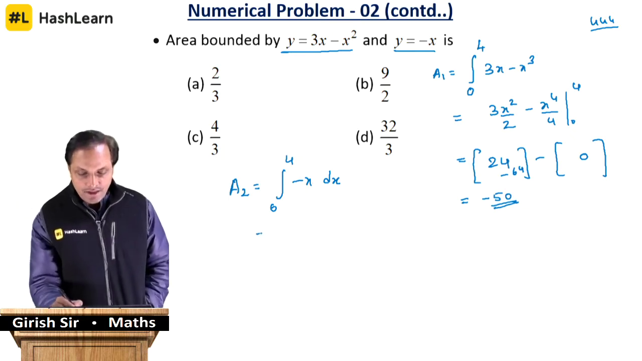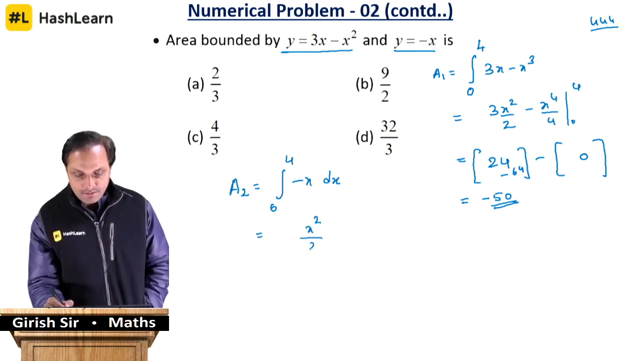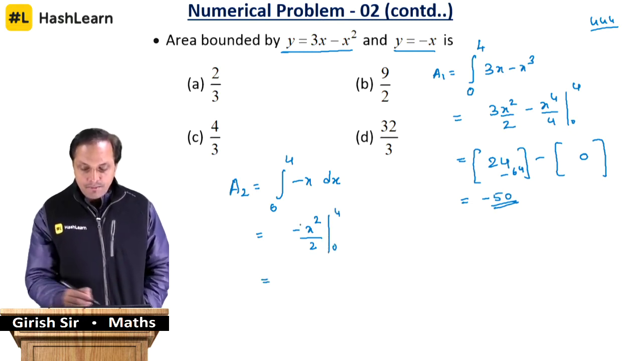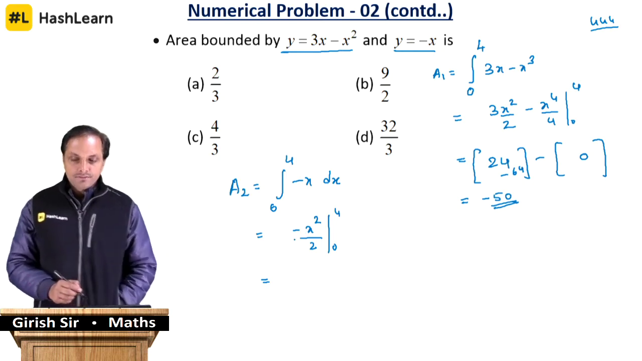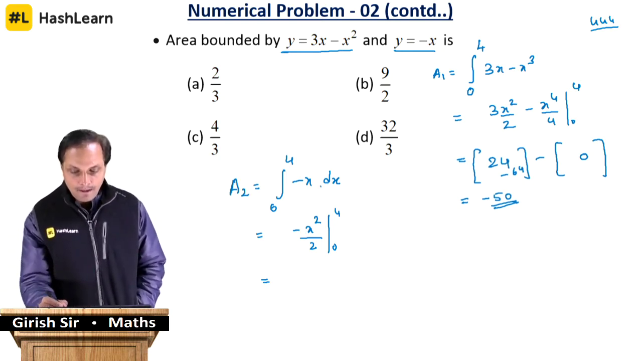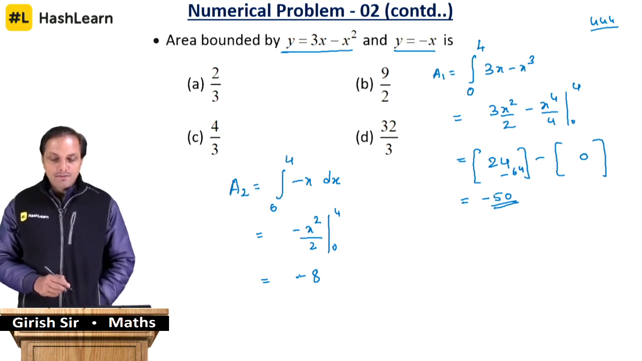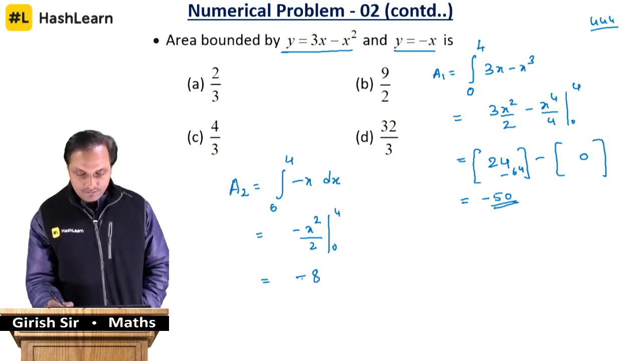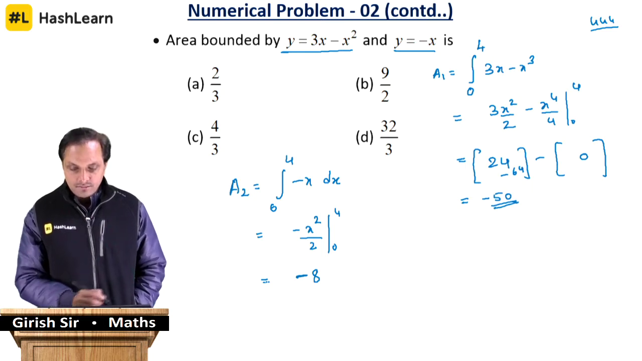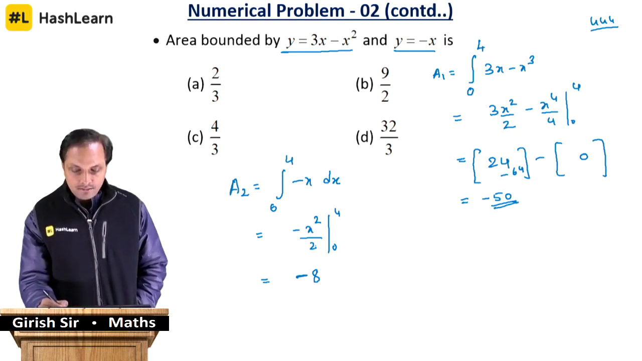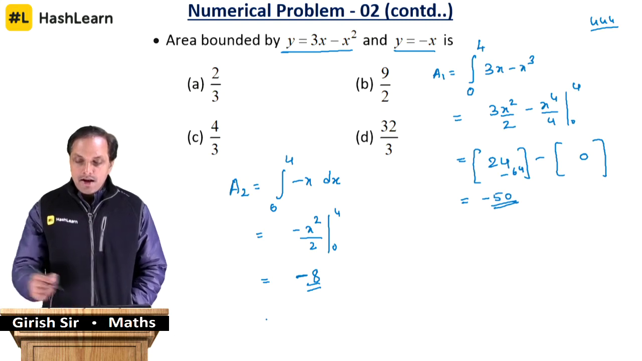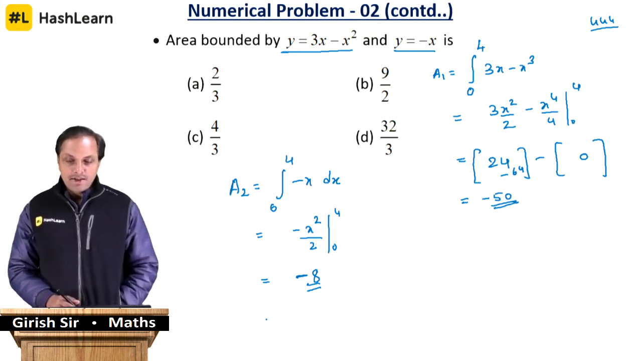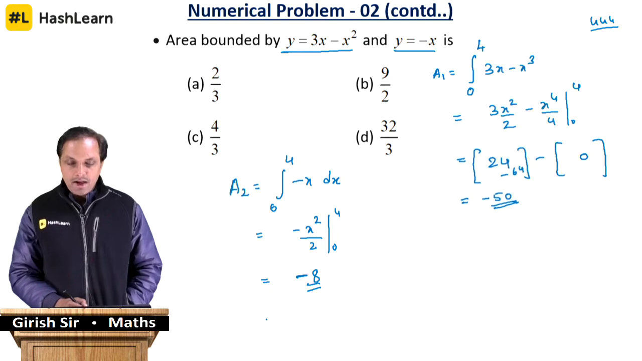So what happens when you integrate? This will be x square by 2 with negative sign, 0 to 4 is the limit, and when you put it here, that will give you 4 square is 16, 16 by 2 is 8, minus 8 you are getting. You are getting the answer as minus 8.